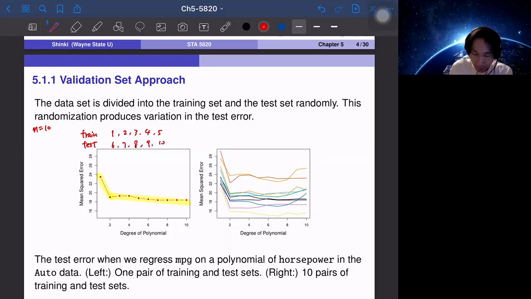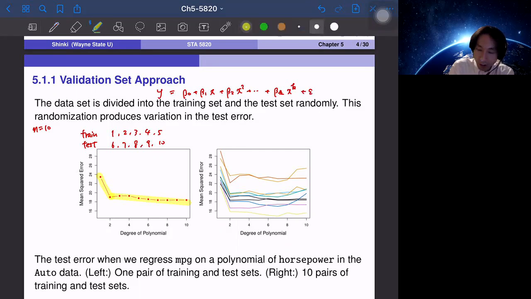Then test performance. Okay, so this is the polynomial regression. On the training set, we have y equal to beta naught plus beta 1 x plus beta 2 x squared plus up to beta k x to the k-th power plus epsilon. We estimate several models depending on k, and we think about k and the test error. If k is larger, the test error is slightly smaller.